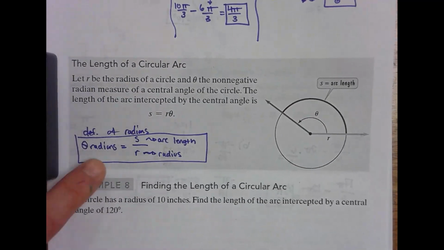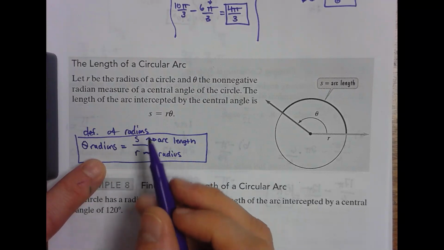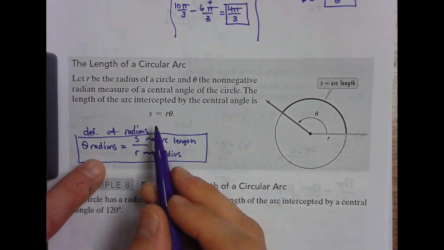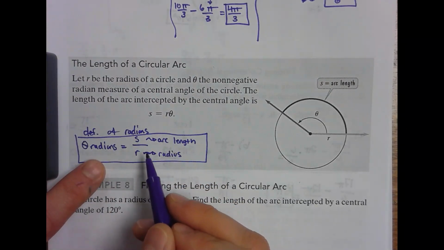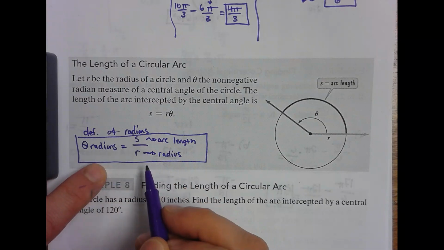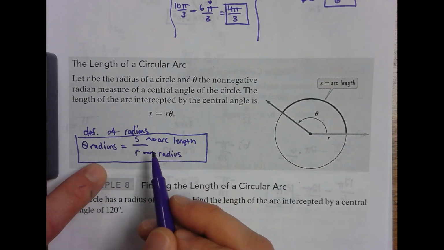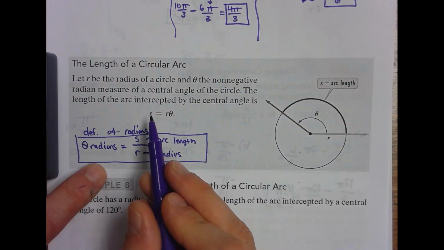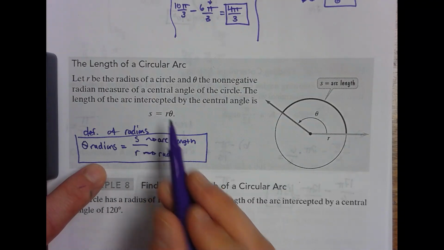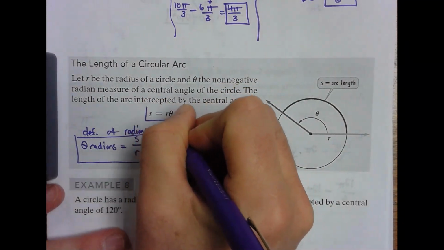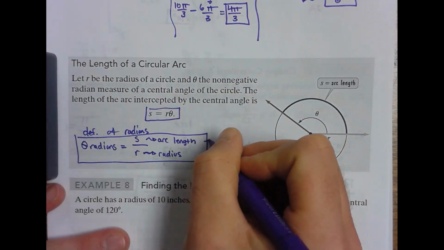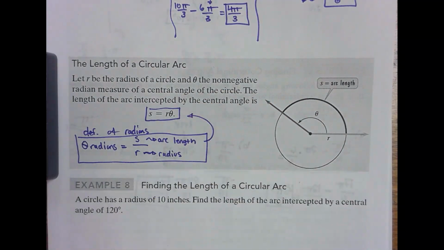And the reason I bring this up is because if I wanted to find the arc length, that arc length is derived from this equation, right? If I take theta equals S over R, and I multiply both sides by R, we get S by itself. And so the arc length is equal to the radius times the radian measure. And I want us working on making those connections.